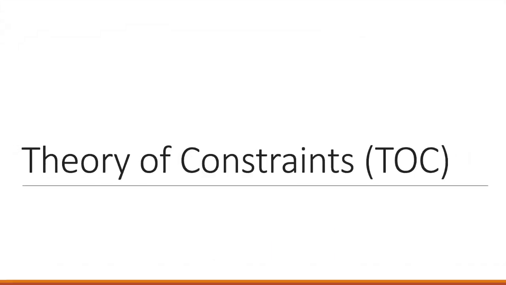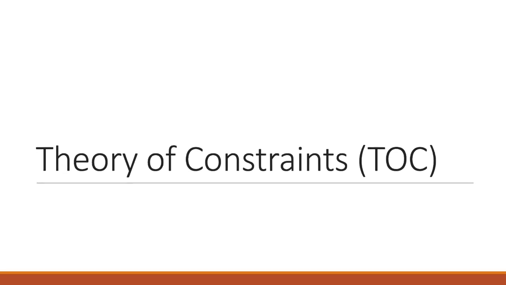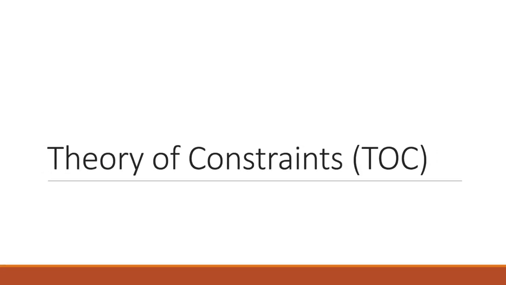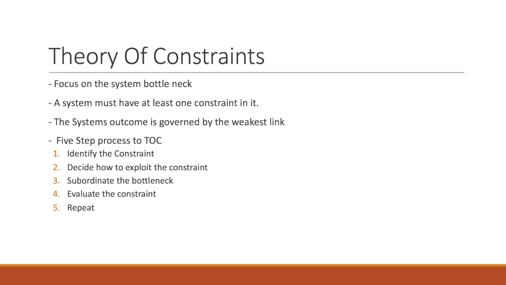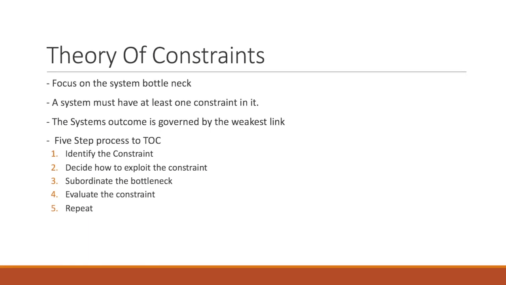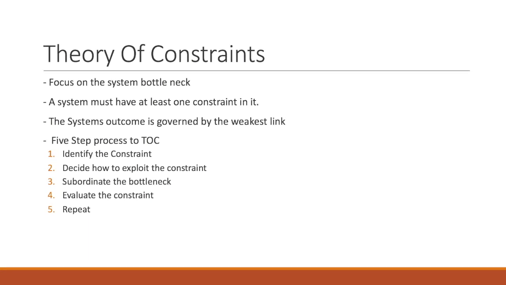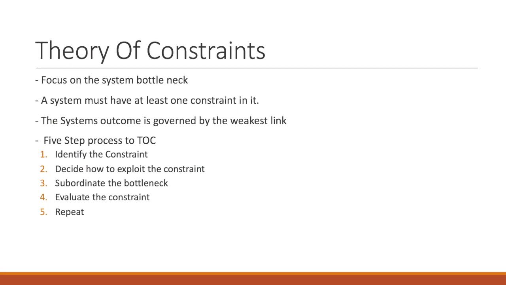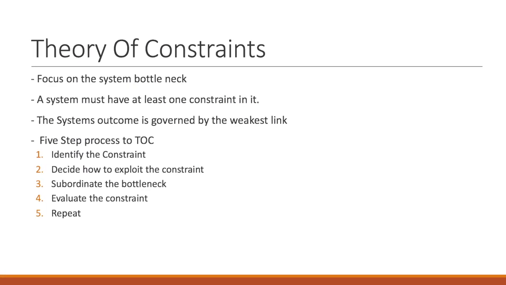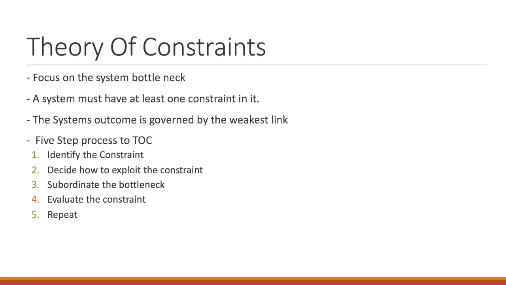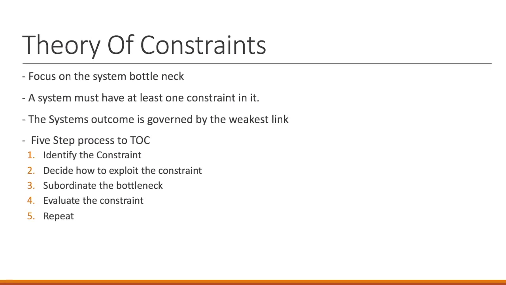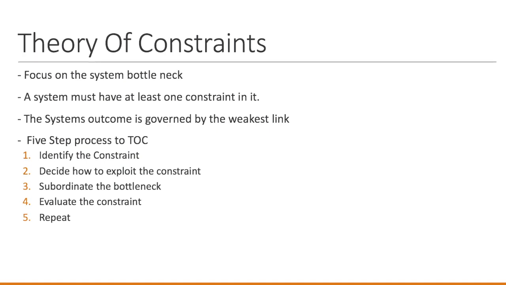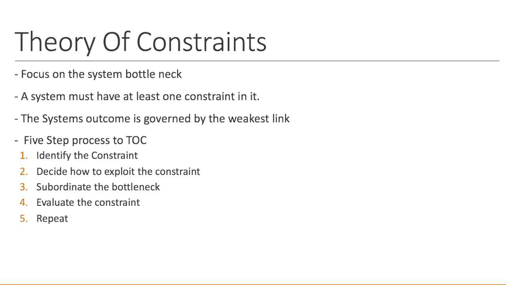The management process that we implemented is the theory of constraints, or TOC. TOC focuses on the system bottleneck because each system has at least one constraint that is holding the production flow back. The 5 steps that TOC uses are to identify the constraint, decide how to exploit the constraint, subordinate the bottleneck, elevate the bottleneck, and repeat if necessary.